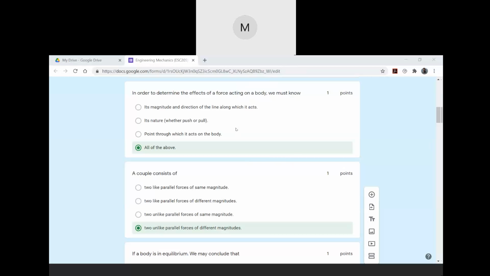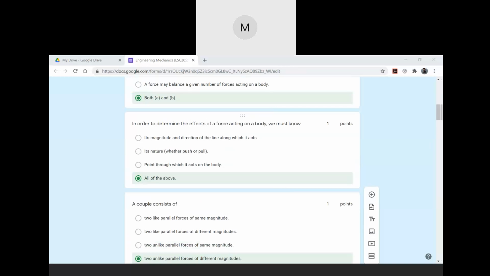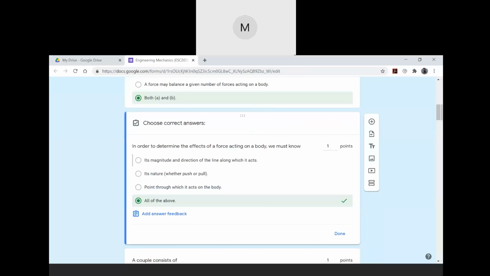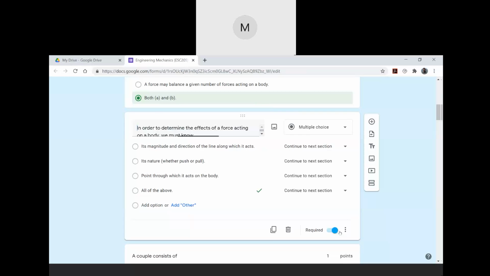So this one is over. So that means, in order to determine the effect of force on a body, we should know its magnitude. Magnitude means what? Suppose 5 Newton. The 5 is the what? It is the magnitude, no? So that is known as the magnitude. Then you have what?